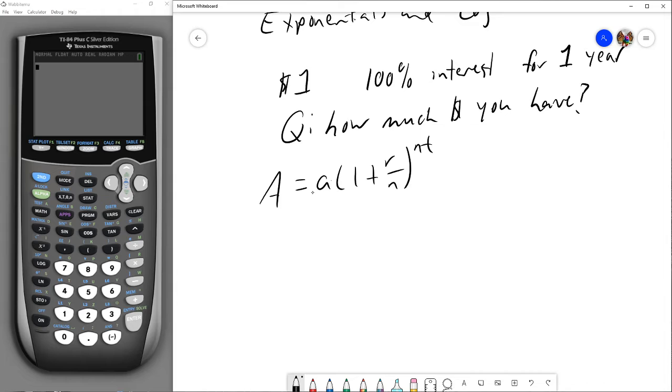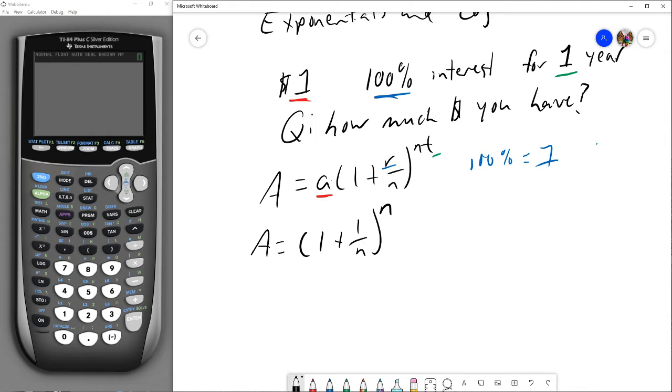So a here is going to equal 1. Since our interest rate is r, that's 100%. Well, 100% is also equal to 1. T is also equal to 1. So this is going to be a rather simple equation. So we got 1 plus 1 over n to the n. The t goes away because it's just 1. A is just 1. So this is really simplified.